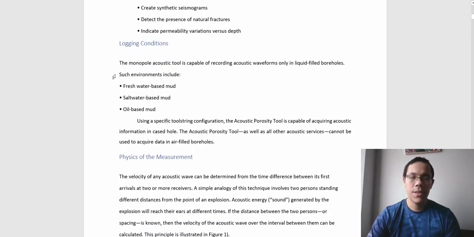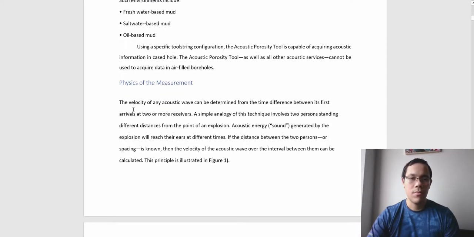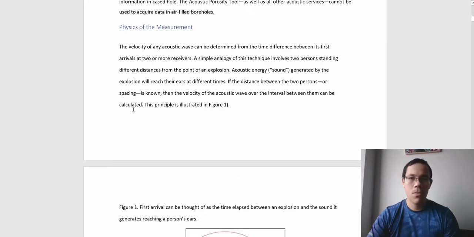The logging conditions: since the signal that we're working with is sound, you can run an acoustic tool on fresh water, salt-based water, oil-based mud, but since sound doesn't travel very well in air, you cannot log it in an air well.